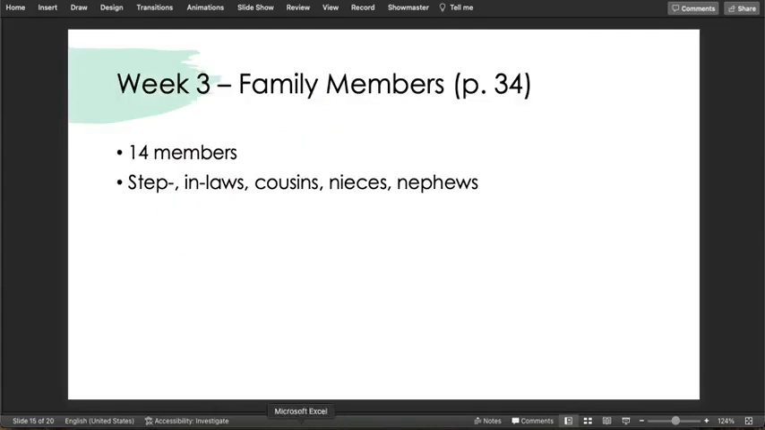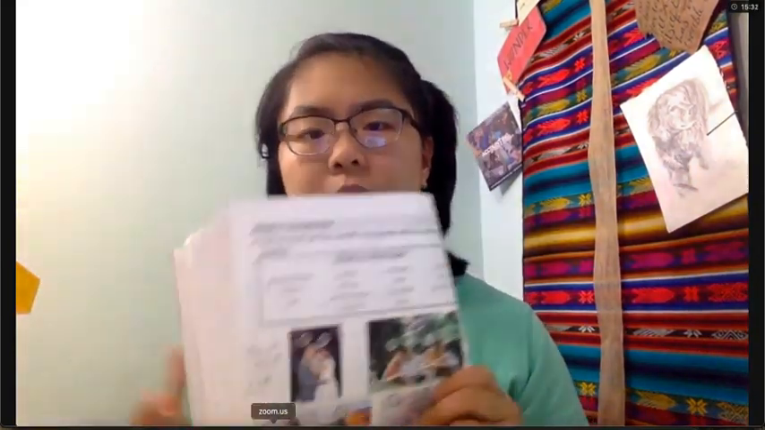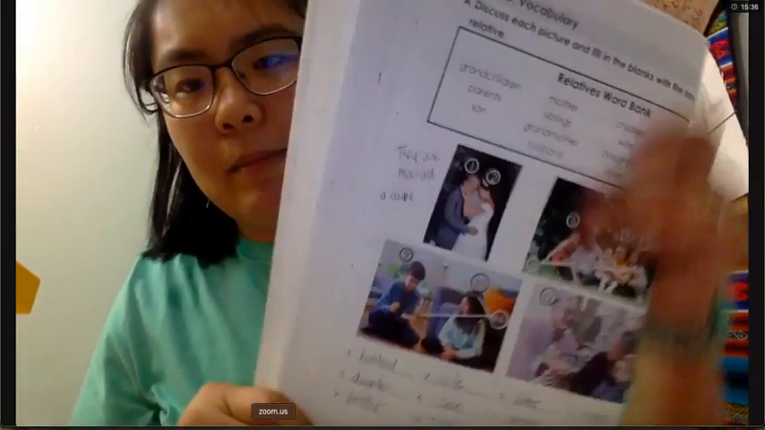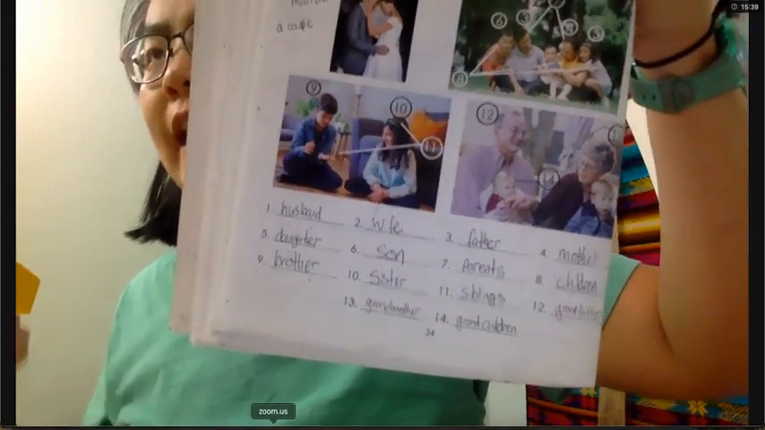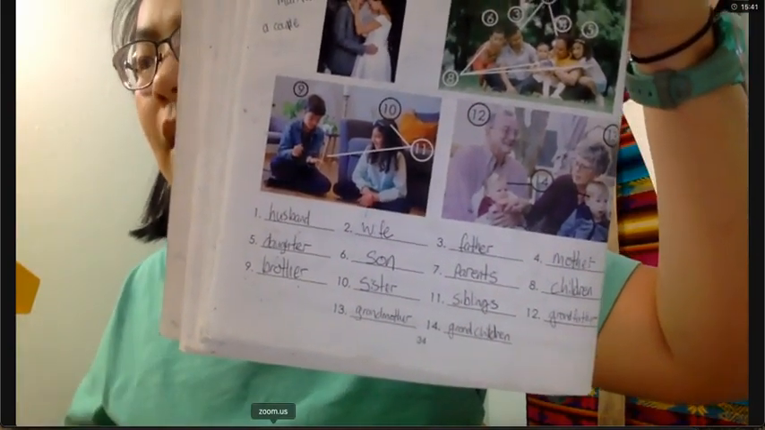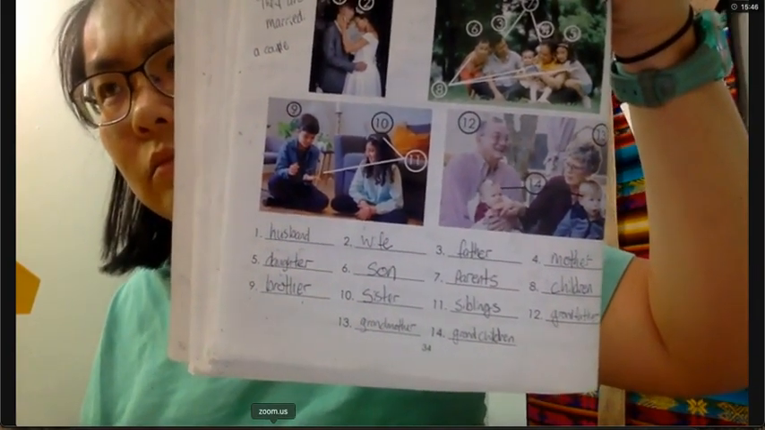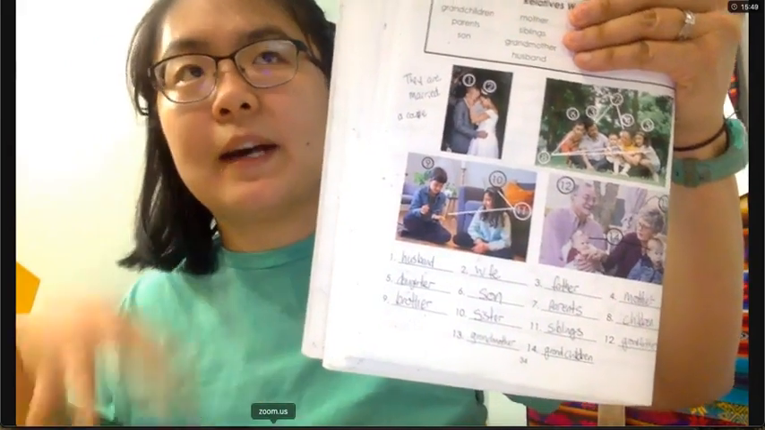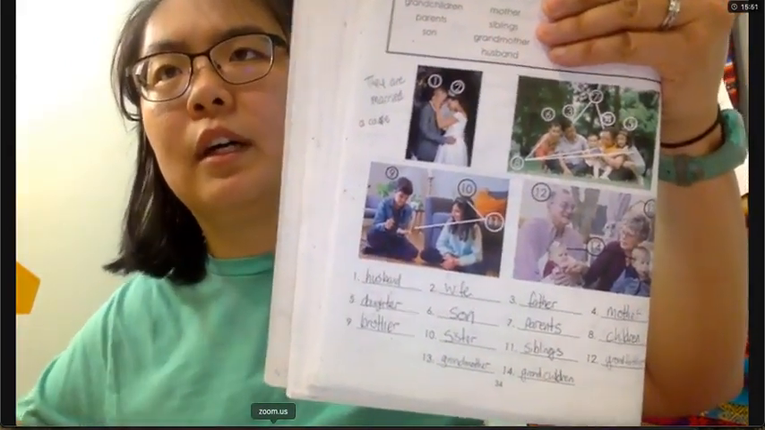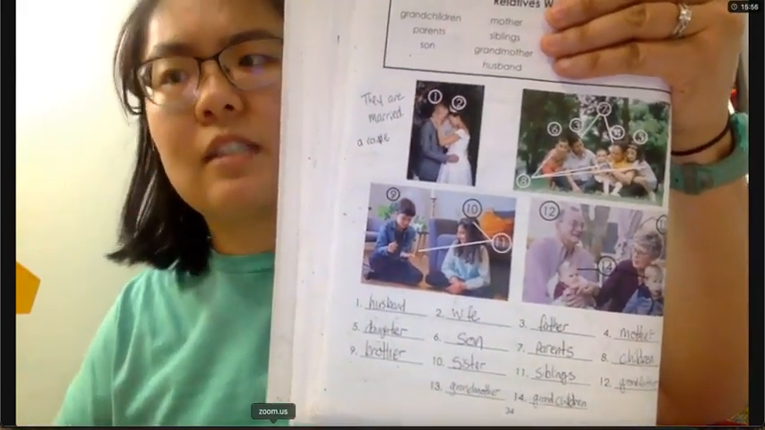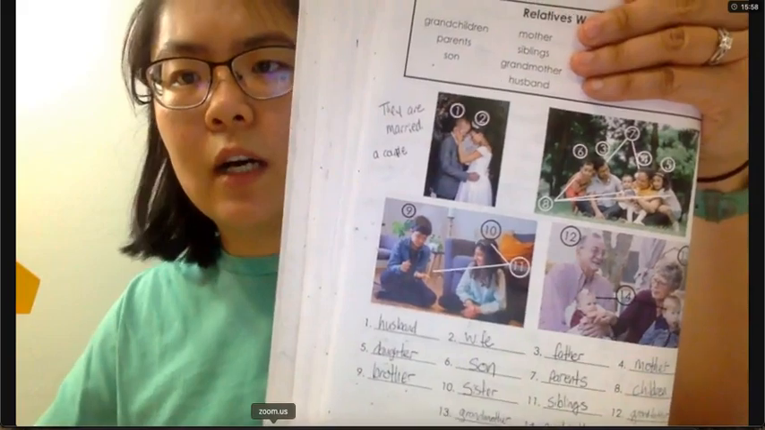So, we learned about 14 different family members, 14 words for family members. And then on top of that, we also talked about uncles, aunts, cousins, stepmother, stepfather, stepbrother or sister, and cousins. Also in-laws, right? My husband, his mother is my mother-in-law. My husband, his father, is my father-in-law. My husband's sister is my sister-in-law, right? Related through marriage. So that's that.